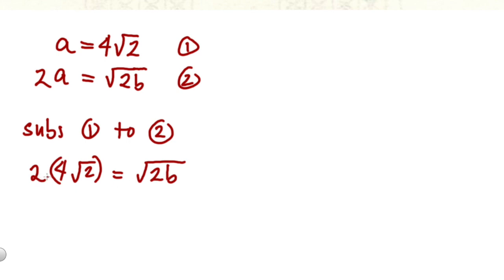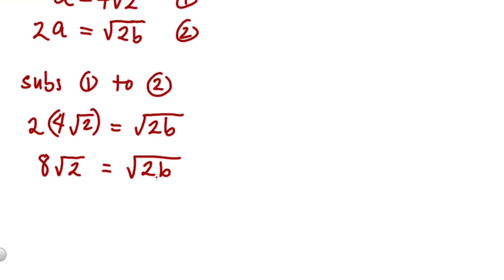So let's multiply 2 to 4 square root of 2. To do that, we're going to multiply 2 and 4. 2 times 4 is 8, times square root of 2. That is equal to square root of 2b. Now we're going to cancel this square root. To do that, we're going to take the square of both sides of this equal sign.